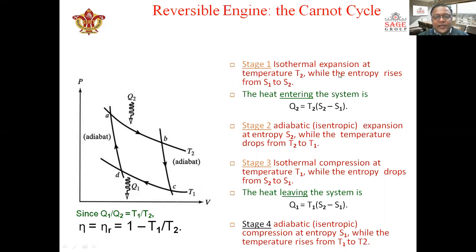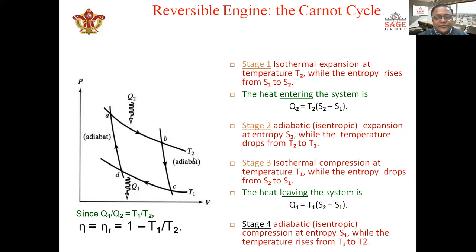Stage one is called isothermal expansion at a temperature T2, while the entropy rises from S1 to S2. In this process, heat is supplied from the source body, the entropy increases, and the heat entering the system is described by Q2 equal to T2 times (S2 minus S1). As already known in the class, the heat is supplied from the source body to the system, and the total heat transfer is equal to the total work transfer, because in an isothermal process there is no change of internal energy.